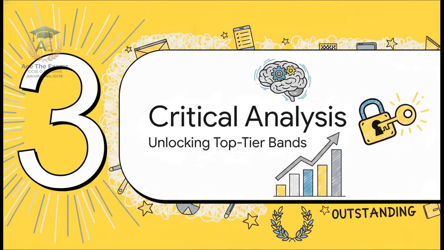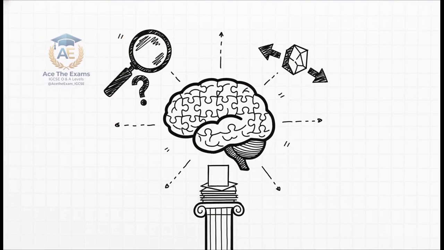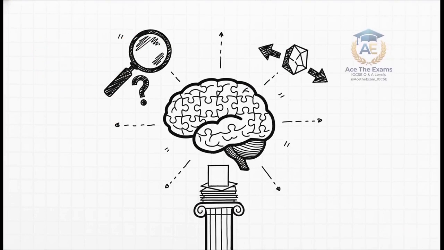Section 3, Critical Analysis, Unlocking Top-Tier Bands. To hit those top-tier bands, you must actively demonstrate evaluative thinking. But what does that actually mean in practice? Well, it means hitting very specific analytical marks, questioning assumptions, considering different perspectives, and, perhaps most importantly, justifying your decisions with hard, irrefutable evidence. This is where we need to dissect the anatomy of command words.